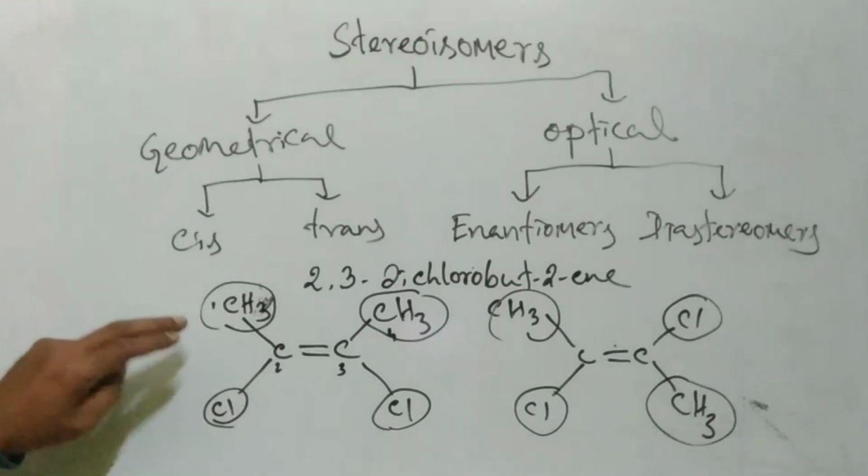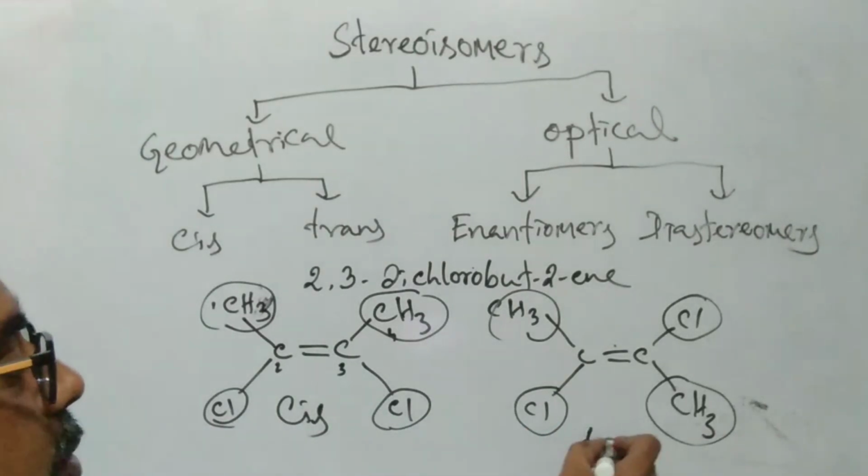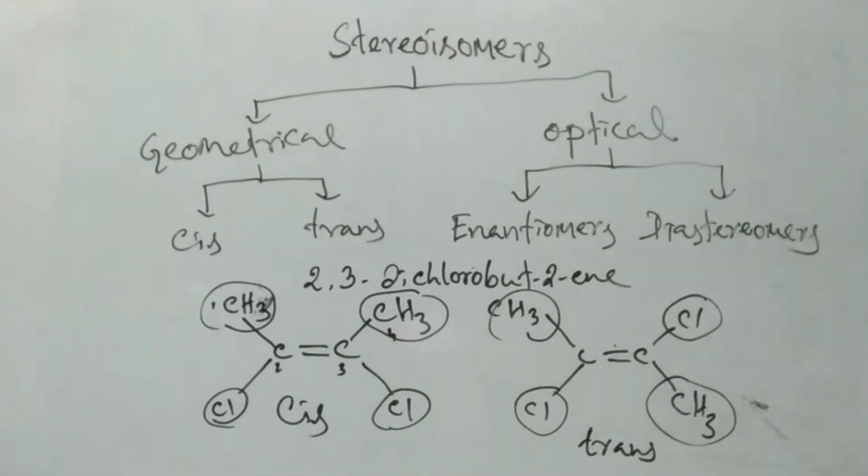Where the same group are in the same side of the double bond, this geometrical isomer is called cis isomer, and when the same group are in opposite side of the double bond, the isomer is called trans isomer. Okay, so here we can say that 2, 3 dichlorobutene has two geometrical isomers, and they are cis and trans. Now let us have some other examples.